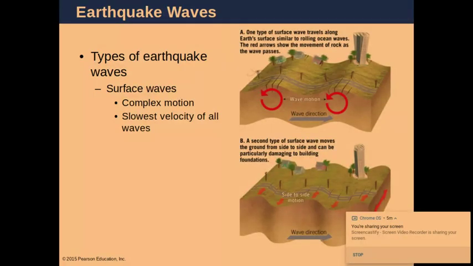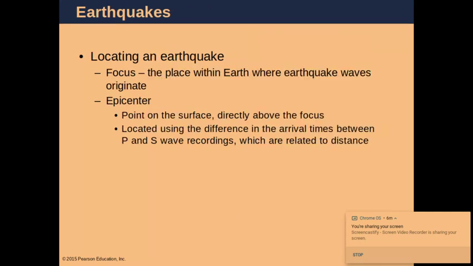And then the final is called a surface wave. And here the motion of the particles is actually a circle. Most complex motion travels the slowest. Least earthquakes have these. Almost all of them have P waves and S waves.